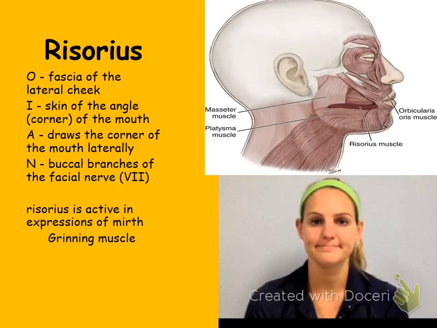The risorius, another little muscle. It originates on the fascia of the lateral cheek. It doesn't actually make it to a bone. It's just the fascia that's hooked to the bone in your cheek. And it inserts on the skin and the angle of the corner of your mouth. So it's pulling the corner of your mouth almost backwards. We call it the grinning muscle. Expression of mirth. Ha ha ha, I got away with it. Ha ha ha. Buccal branches of the facial nerve again. Facial nerve is a very big branch.